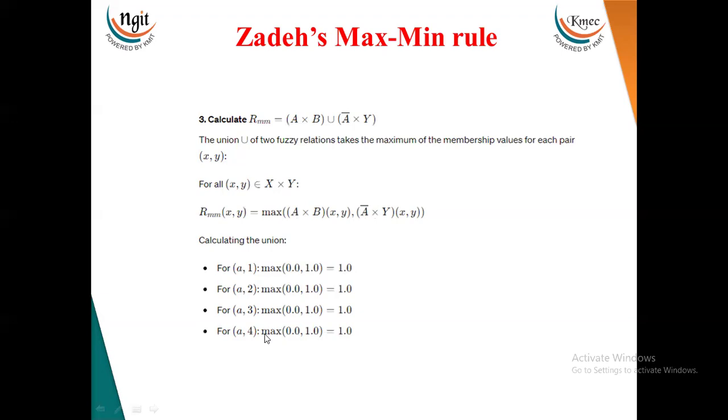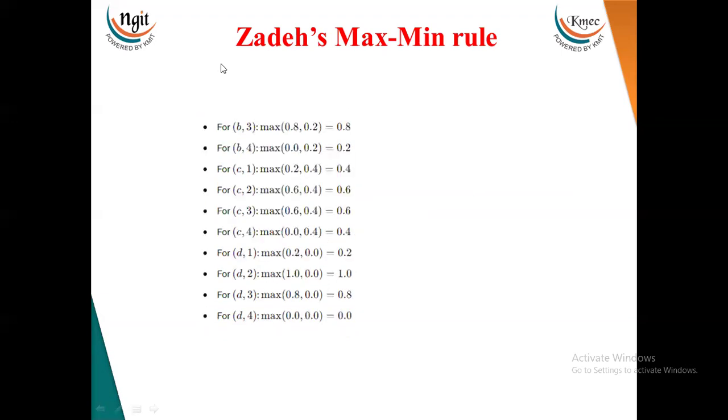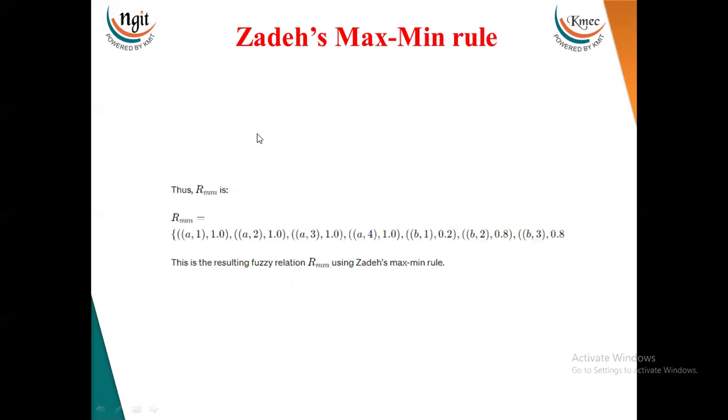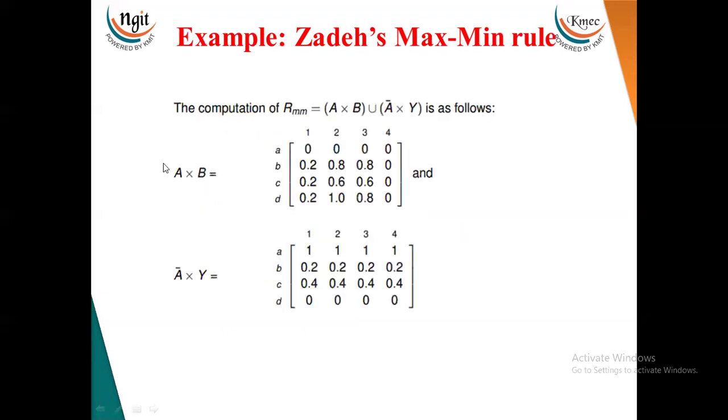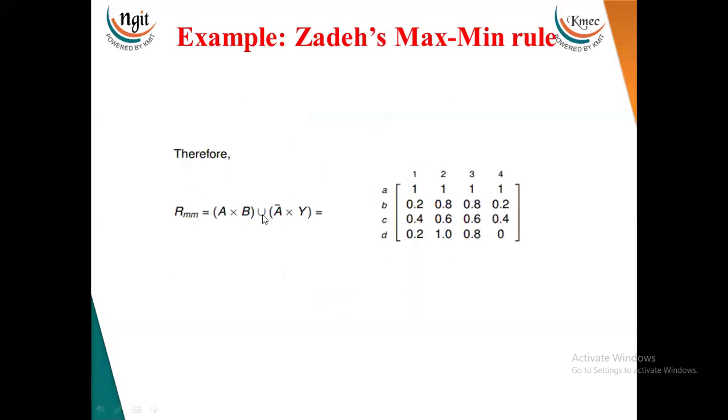Like this, we'll calculate for A comma 2, A comma 3, A comma 4, B comma 1, B comma 2, B comma 3, B comma 4. Finally, I'll get the result. So A cross B is the minimum of A and B, and A complement cross Y is the minimum of the A complement value and Y. I'll get this matrix. Finally, I'll find the union of A cross B and A complement cross Y, and get the result. This is how I can calculate using the Zadeh Max-Min rule.